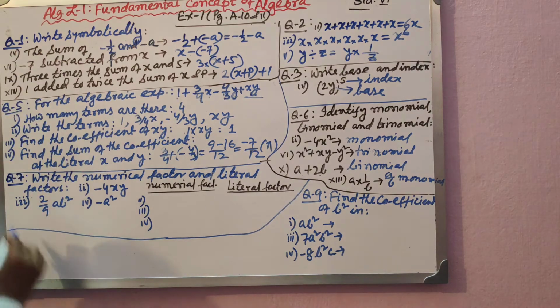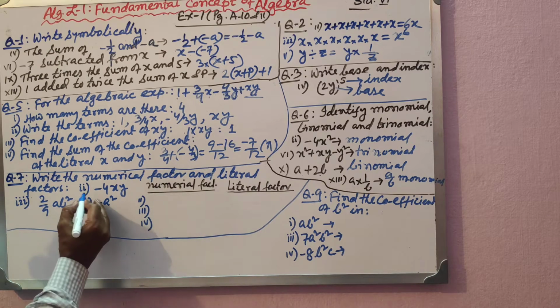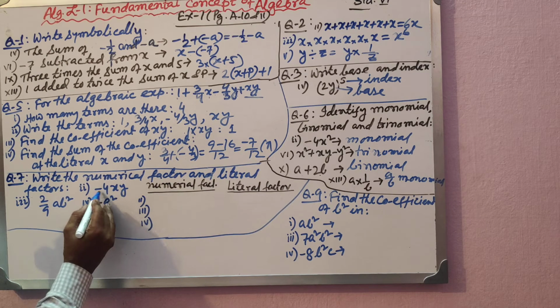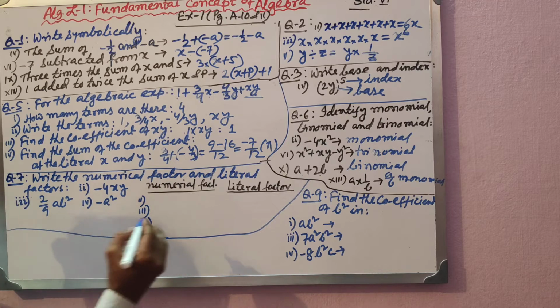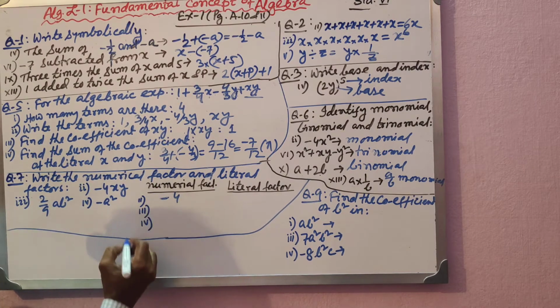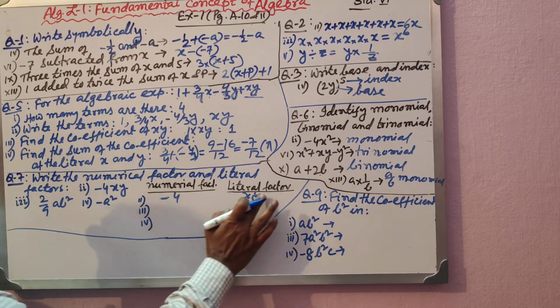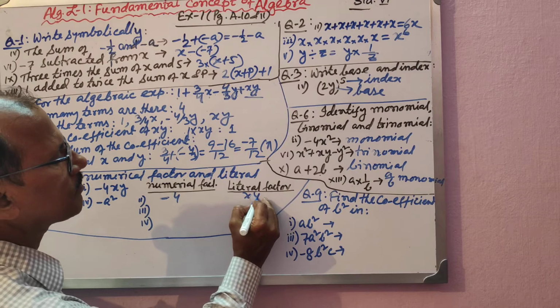Okay, now moving on to question number 7. Write the numerical factors and literal factors. Number part is called numerical factor and all the variable part together is called literal factors or variable factors. I have taken question number 2, minus 4xy. Number part is what? Minus 4 along with the sign. So minus 4 will be the numerical coefficient. Numerical means number and literal coefficient means xy. It will be xy.